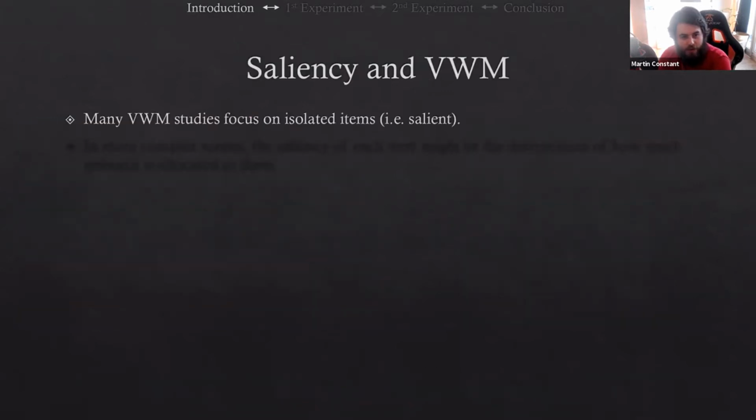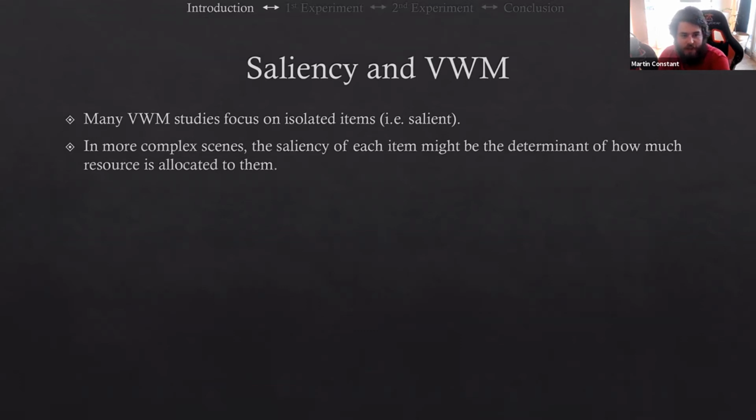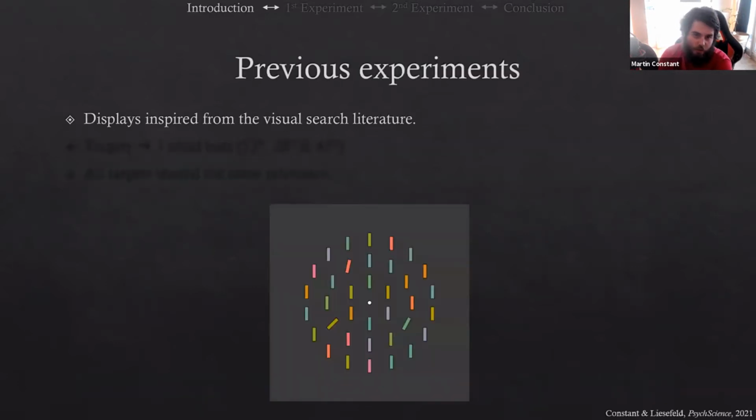Many working memory studies focus on isolated items, which means that they are all salient with regard to the background. And in more complex scenes, the saliency of each item might be the determinant of how much resource is allocated to them. So this is a topic we tackled in previous experiments, where we designed displays inspired from the visual search literature. So our displays were composed of many vertical bars, and on the middle circle, there were 3 target bars that were tilted bars. One was tilted 12 degrees, one was tilted 28 degrees, and one was tilted 45 degrees. So they have different saliencies.